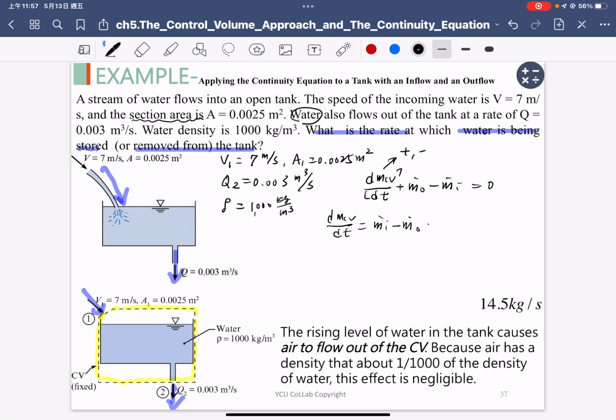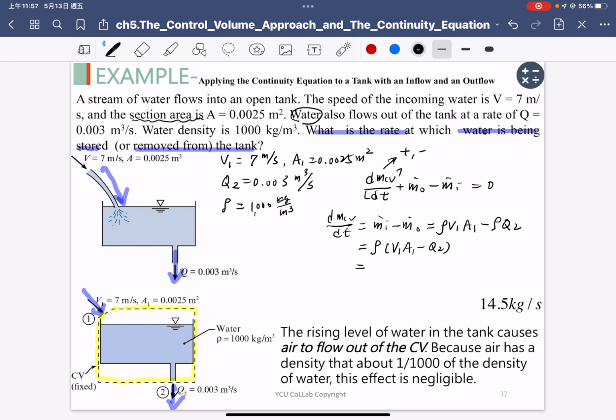So what is m-dot in? We have the water density, and we have the velocity V1 multiplied by A1. V1 multiplied by A1 is the discharge. Discharge multiplied by density is equal to the mass flow rate. Okay, and then minus m-dot out. m-dot out is equal to rho Q2. So that will equal to, we take the density outside, so inside we have V1A1 minus Q2.